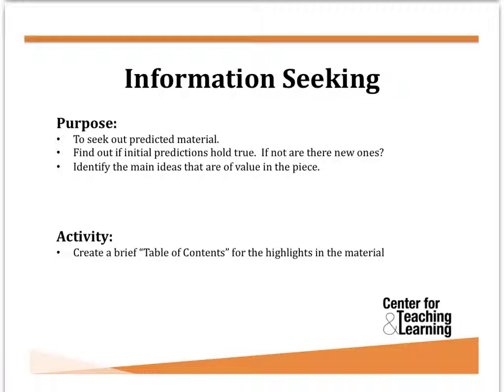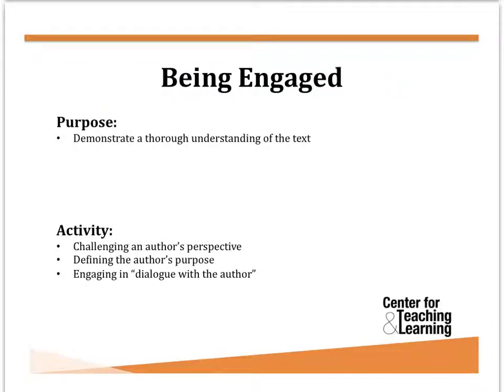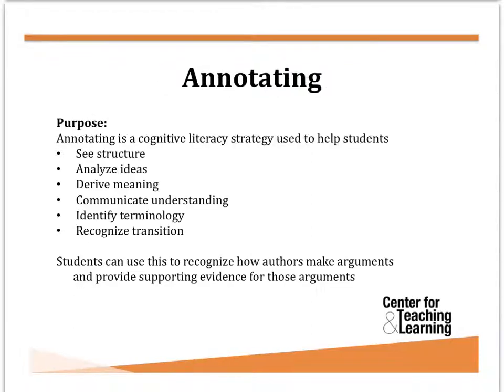The third level of critical reading is information seeking. Information seeking is the process of seeking out predicted material and finding out whether the initial predictions were true. If they were not, are there new predictions about what the material could be? And then starting to identify main ideas that pop out as relevant within the piece. Sample activities are below. The fourth and final level of critical reading is being engaged. Being engaged involves demonstrating a thorough understanding of the text. This would involve note-taking and digging deep and asking questions and finding answers to questions and really trying to understand the core issues and ideas presented in a piece. Sample activities, again, are located below.